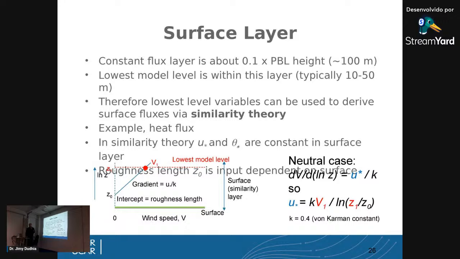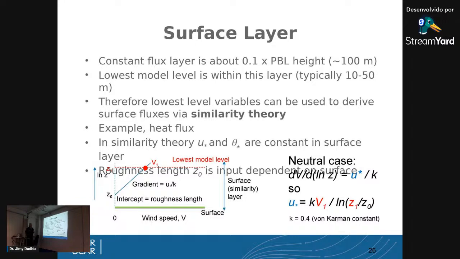Similarity theory has u star. The heat flux is given by rho Cp u star theta star, where u star and theta star are values that are constant within the surface layer, which is the lowest 100 meters. And so you can compute them from the values at the lowest layer, and it'll give you the fluxes. We also need a roughness length. That depends on the surface type, or for a water surface, it depends on the wind speed.